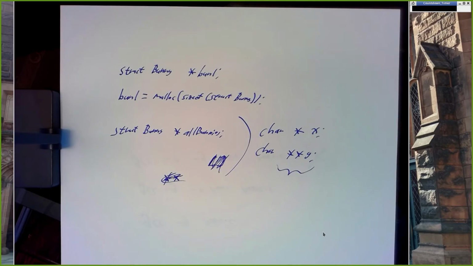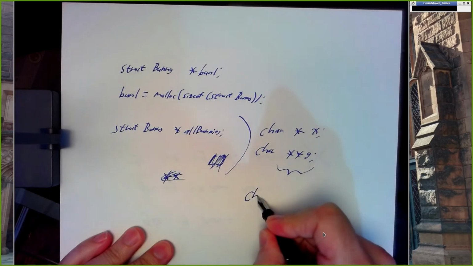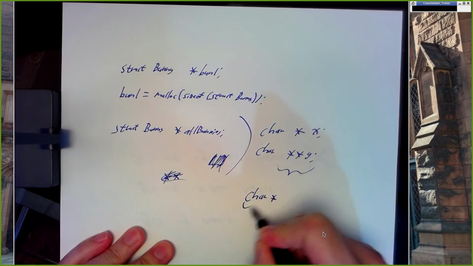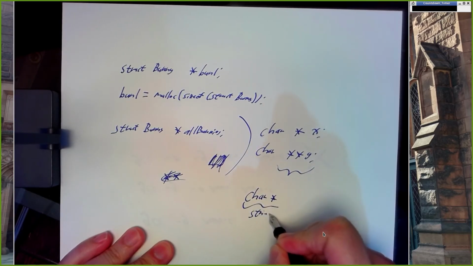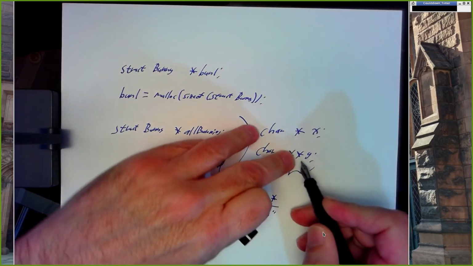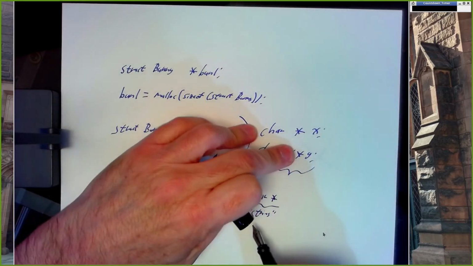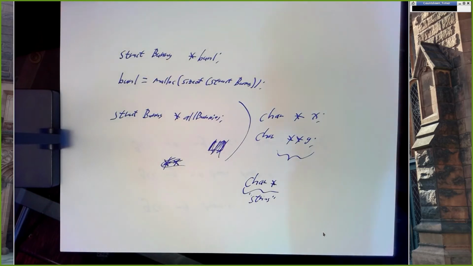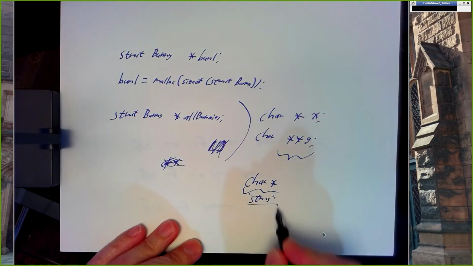Double pointers. We rarely see triple pointers, at least I rarely see triple pointers. I think that would be more in scientific computing. So char star star y is a pointer to a pointer. But remember, if we shift our mentality and think of this as a string, then this is a pointer to a string. And if we think of a pointer to something as an array of something, then this is an array of strings.